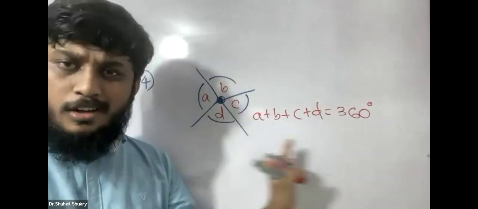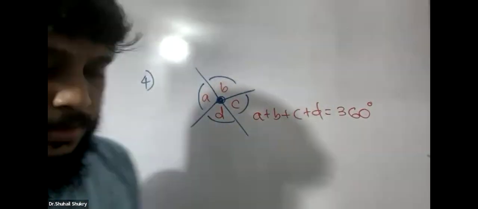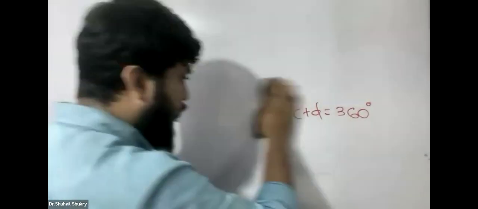This is number 4. When you add all 4 together, it is 360. So come to number 5. Number 5, we are talking about the interior angles of polygons.